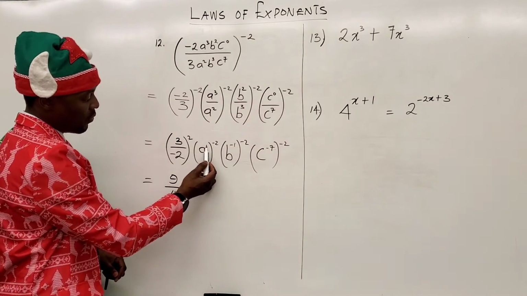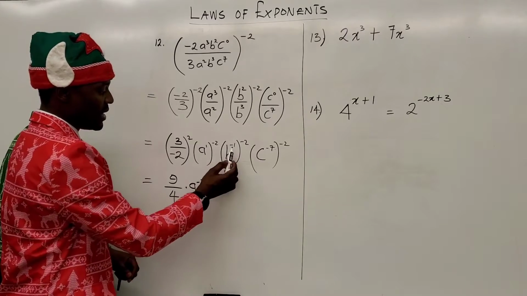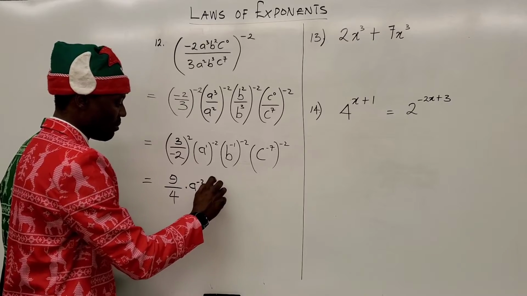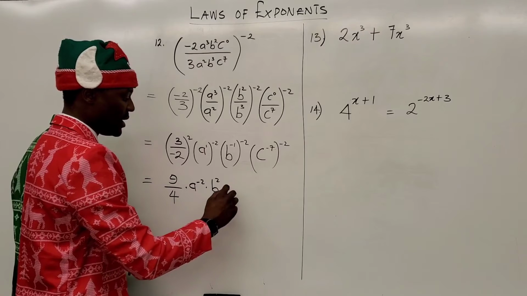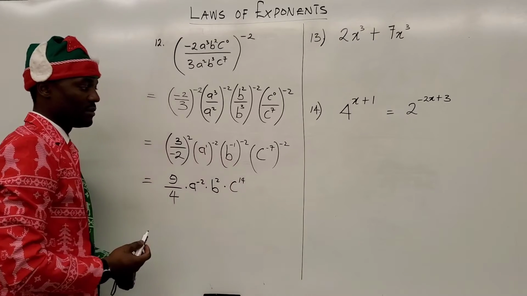Multiplied by 1 times negative 2 will be a to the power of negative 2. B, negative 1 times negative 2 will be positive 2. So that's b to the power of positive 2. And negative 7 times negative 2 is going to be c to positive 14.